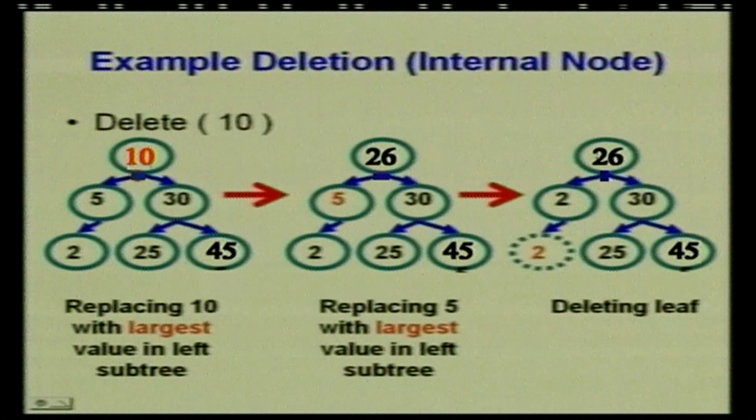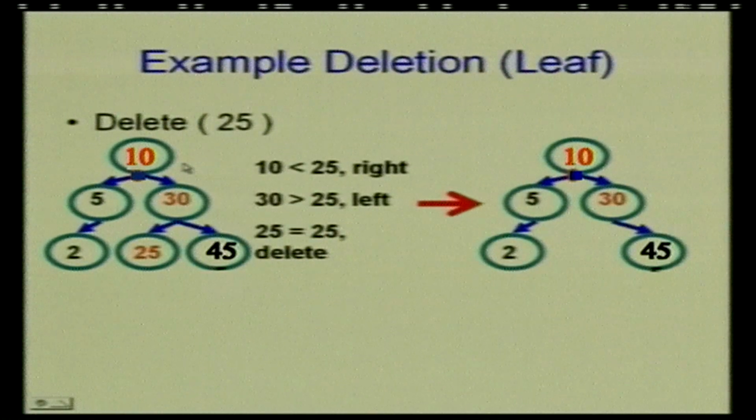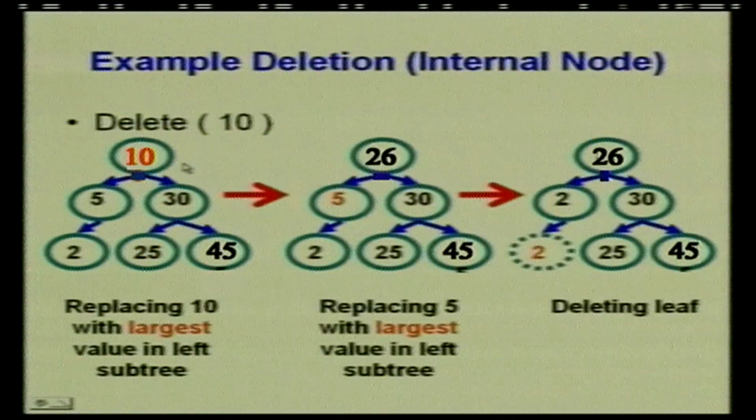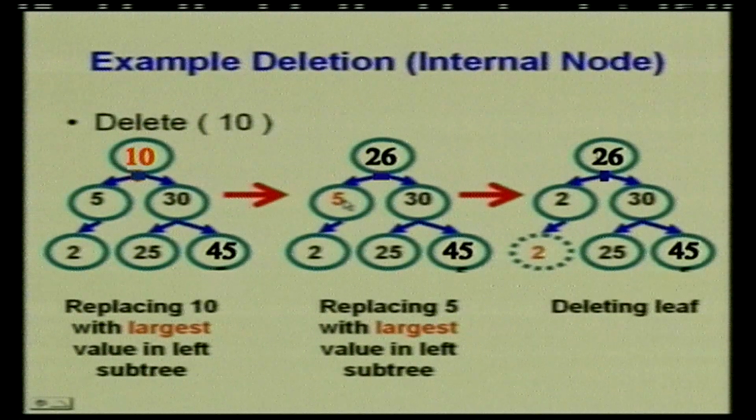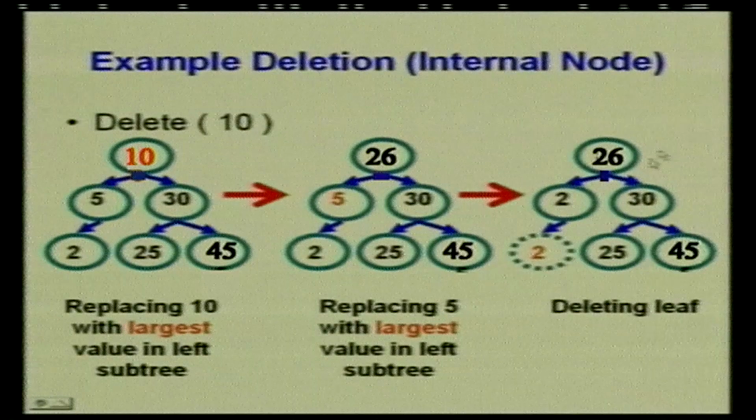So, you replace this 10 with the largest value in the left subtree. The largest value in the left subtree is 5. So, you replace 5 there and you have to remove 5. For removing 5, you have to connect 2 to the parent. So, that 2 is connected. Actually, this whole thing is moving up and then you delete the leaf.